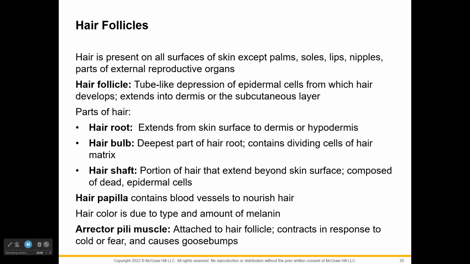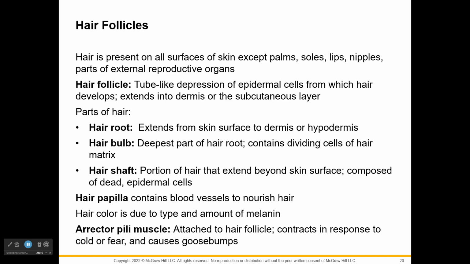Now, hair papilla, we've seen papilla before. We just saw dermal papilla. Remember these projections that go from the dermis into the epidermis? Well, the hair papilla is where blood vessels actually, it looks like a dermal papilla moving into the hair bulb. Your hair color is just due to the type and amount of melanin and the size of those melanin granules that you have as your hair develops. The erector pili muscle, we know what that is. That's that smooth muscle attached to the hair follicle, and it responds to temperature, low temps, and fear, and this is what causes those goosebumps.